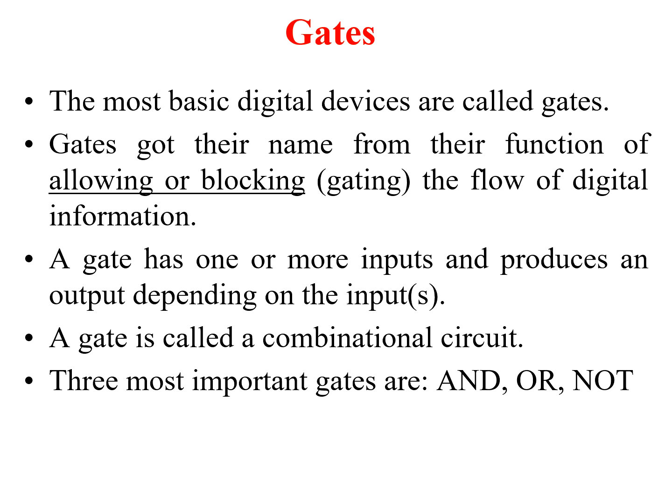Now what is a gate? The most basic digital devices are called gates. Gates got their name from their function of allowing or blocking the flow of digital information. A gate has one or more inputs and produces an output depending on its inputs. A gate is also called a combinational circuit, and there are three basic types of gates, that is AND, OR and NOT.